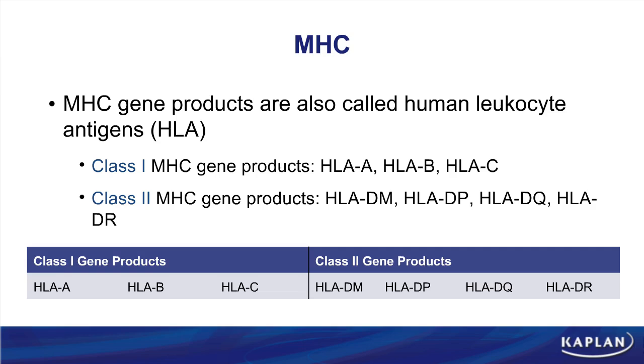And then I just want you to stop counting. So your HLAs A, B, and C are your class 1s. The nice part is that your class 2s all start with D.